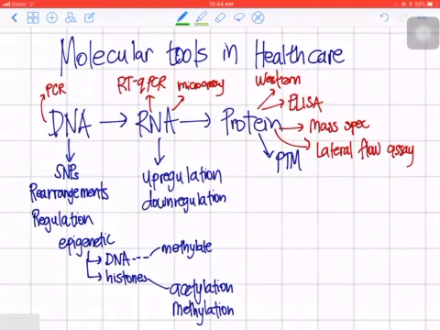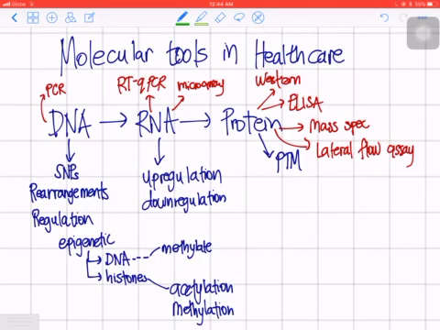So today I'll be talking about molecular tools in healthcare. This might be a difficult topic, especially if you're not familiar with the techniques in molecular biology. But I'll try to make this as simple as possible, and I'll integrate a lot of the topics that you should have taken during class.